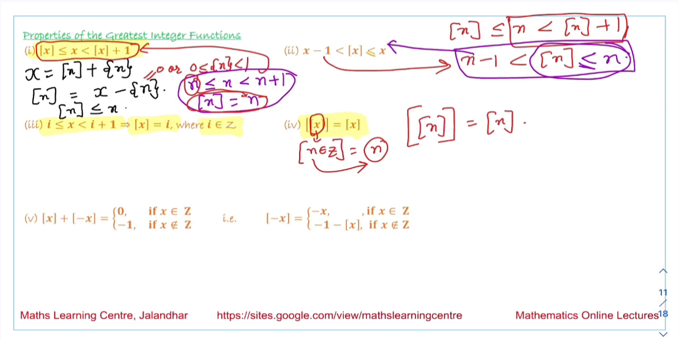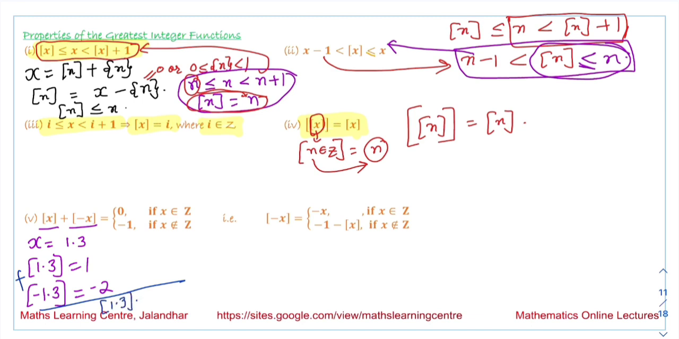Next is greatest integer of x plus greatest integer of minus x. Suppose we are considering an example over here. Suppose we take x as 1.3. What is greatest integer of 1.3? That is equal to 1. And what is greatest integer of minus 1.3? That will be equal to minus 2. So if we add both these values, greatest integer of 1.3 plus greatest integer of minus 1.3, that is equal to minus 1.